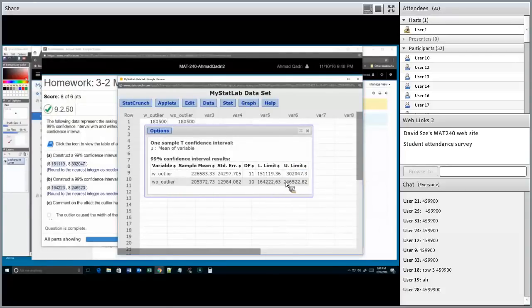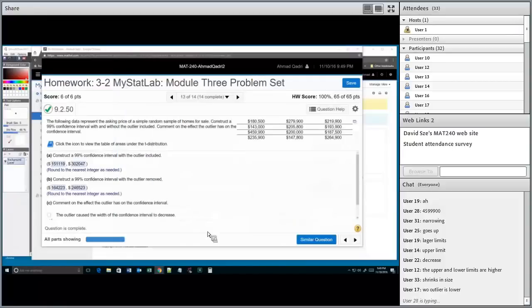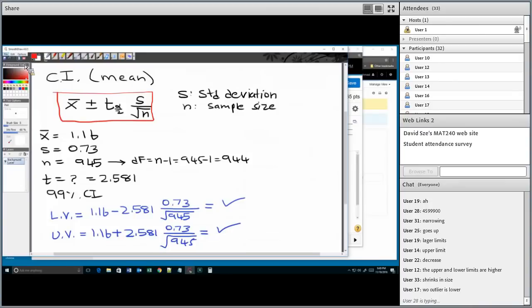So what's happening? What happens when you don't have the outlier included? Do you see any difference between the two confidence intervals? And if yes, what is the difference? Very good, Brian. You can see that the confidence interval without the outlier is narrower, right? Can you see that? It's narrower. So if I were to draw it, let me draw it out. It looks something like that.